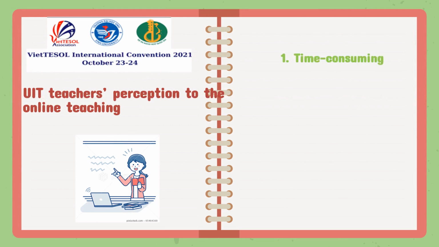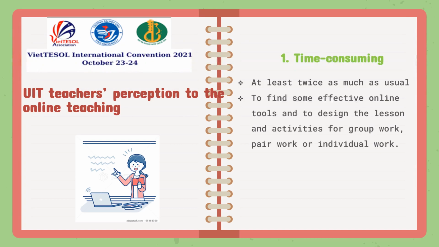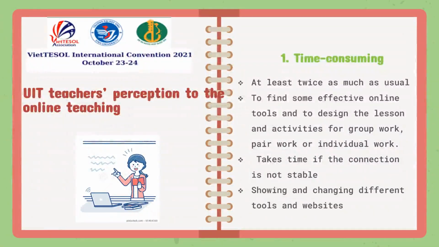Most of the teachers said that teaching online is time-consuming because they have to spend at least twice as much time as usual to find effective online tools and to design lesson plans or activities for group work, pair work, or individual work. When the connection is not stable, it also takes time for teachers and students to reconnect to each other. Especially when conducting online lessons, teachers have to show and change different tools and websites at the same time, which causes interruption in the lesson.